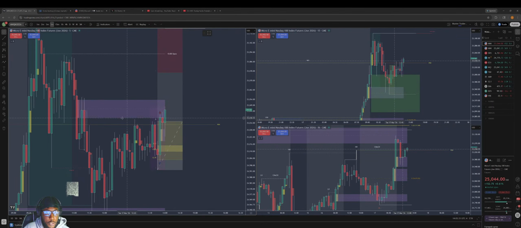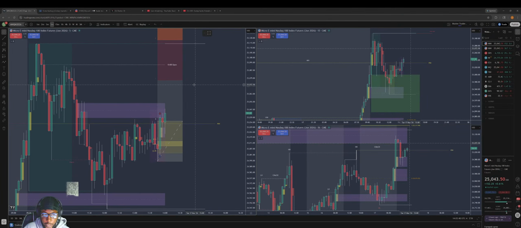Yeah, until we get above this purple shaded area right here, I'm not looking to take a trade.